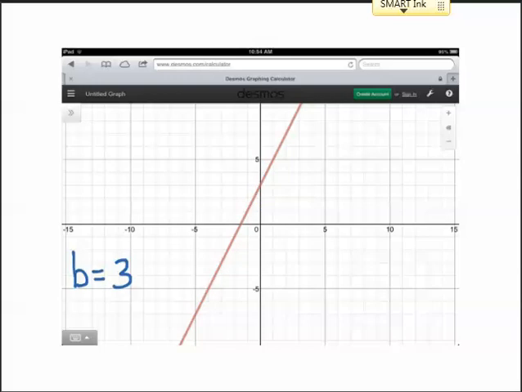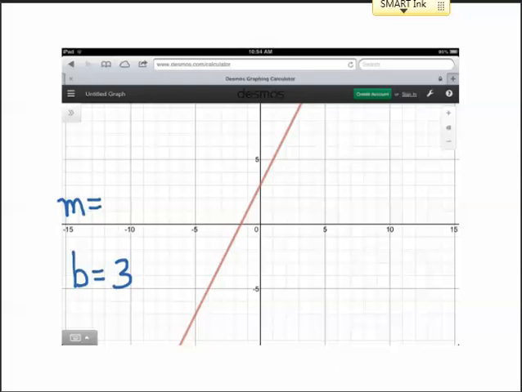I need the m. So the question is, what in the world is the m? Well, if you think back when you learned slope in the previous unit, you need to know 2 points to find the slope. So what I'm going to do is look at this graph and look for 2 clean points on my graph.